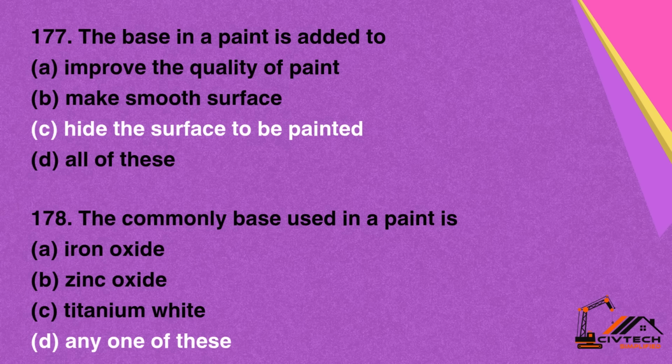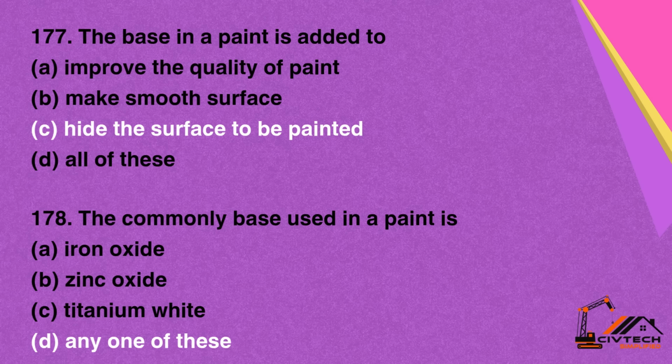177. The base in a paint is added to A. Improve the quality of paint, B. Make smooth surface, C. Hide the surface to be painted, D. All of these. Correct option, C. Hide the surface to be painted.